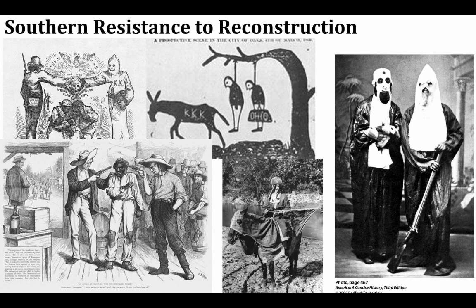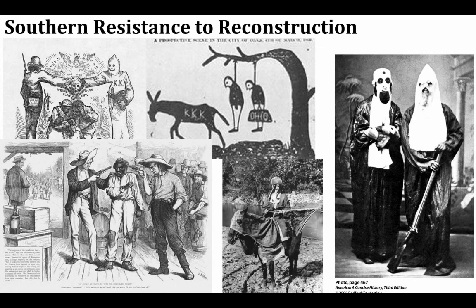But the second reason Reconstruction failed, and maybe the main reason, is that white violence in the South was incredibly effective. Terrorism was used, and that is definitely the right word to use. There were terrorist groups that popped up. The most famous one, or infamous one I should say, is the KKK. They went around and murdered and pillaged and intimidated not only African Americans, but also any kind of white person in the South that supported Republicans or the Reconstruction efforts.